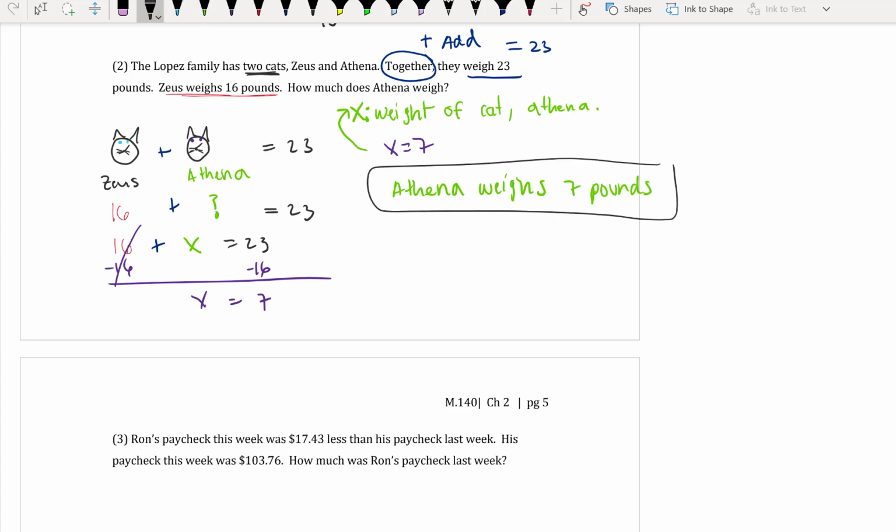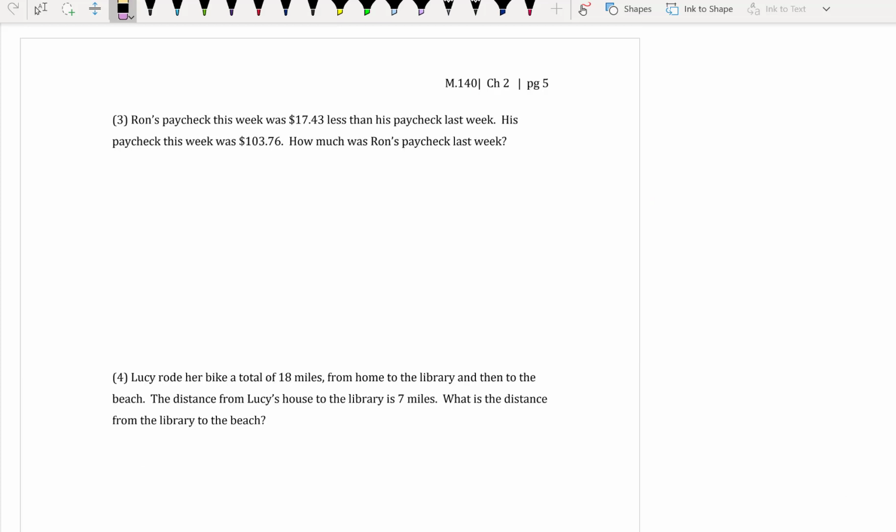And that will be your final answer. It reads, Ron's paycheck this week was $17.43 less than his paycheck last week. His paycheck this week was $103.76. How much was Ron's paycheck last week?